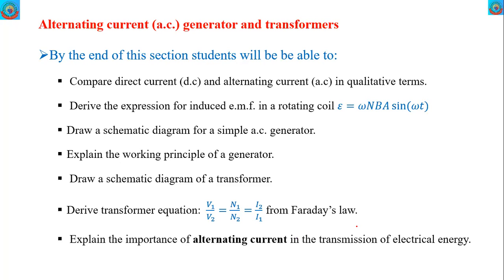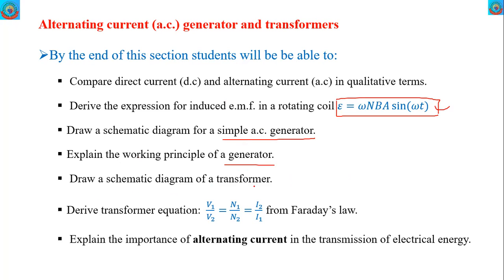After this discussion, you will be able to distinguish what direct current is and what alternating current is. Derive the expression for induced electromotive force in rotating coils. You will derive this formula at the end, the induced electromotive force in rotating coils. Draw a schematic diagram of a simple AC generator, and explain the working principle of the generator.